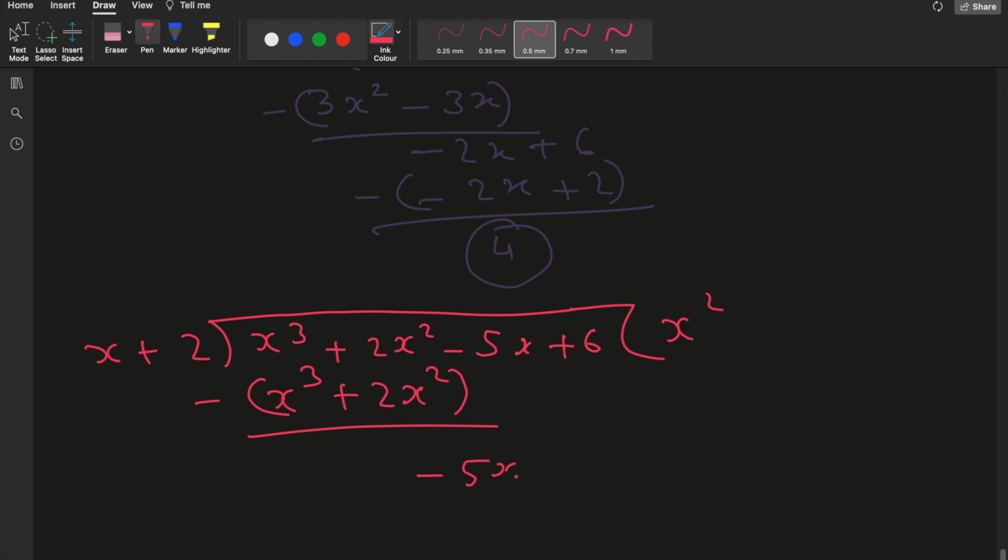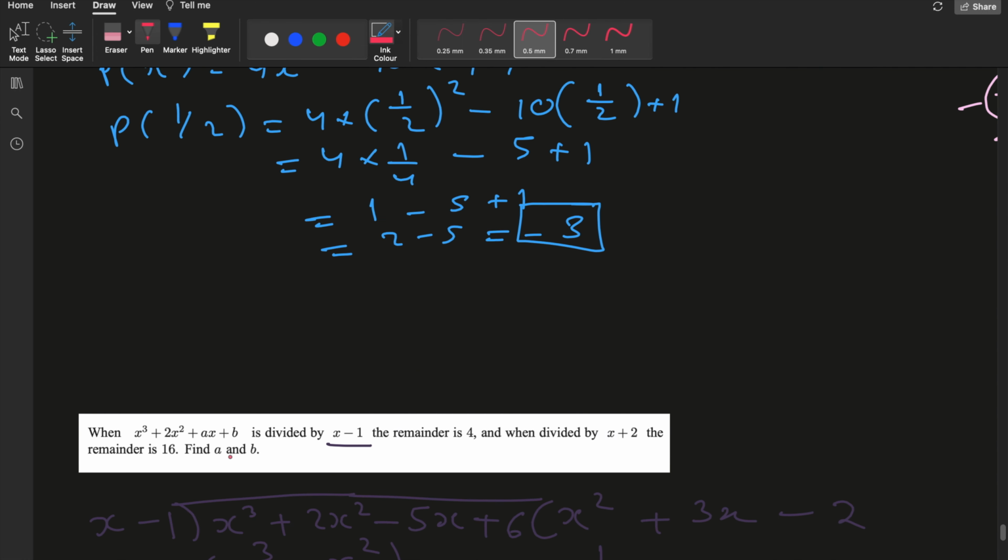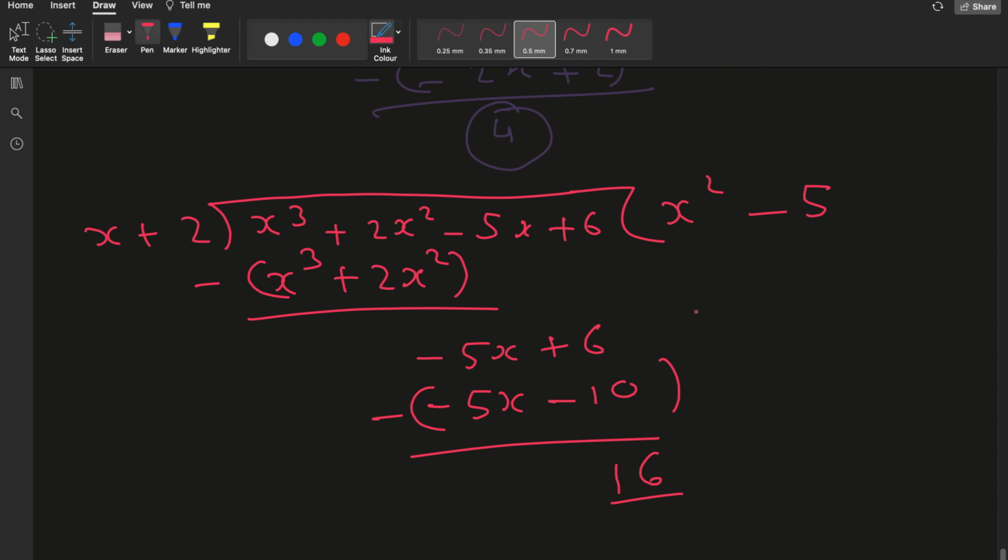We are left with minus 5x plus 6. So minus 5 would be minus 5x minus 10. When we subtract this, we get 16. So that was what was given. So this further confirms that the value of a and b that we got was true.